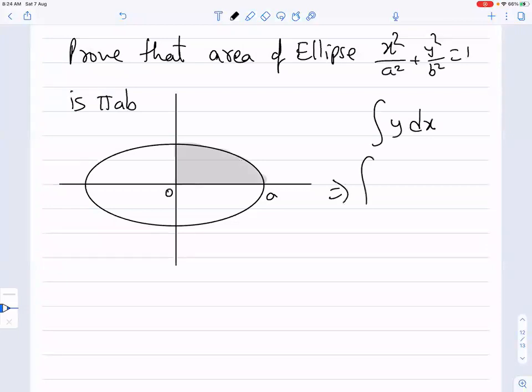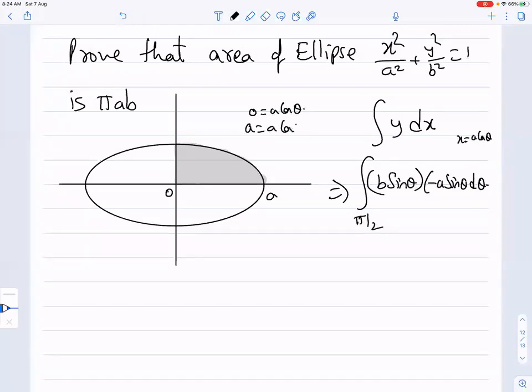What is y dx? We know the parameter point is a cos theta, b sin theta, correct? So y is b sin theta, and x is a cos theta. Differentiating, dx will be minus a sin theta d theta. Correct? Limits will be from what? When x is 0, 0 equals a cos theta, so theta is 90. When x is a, a equals a cos theta, a cancels, cos theta is 1, theta is 0. So because of the minus, the integral changes and the limits will be interchanged.